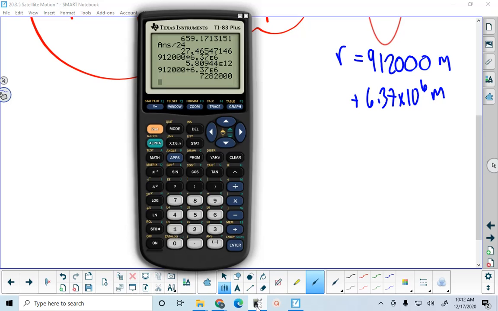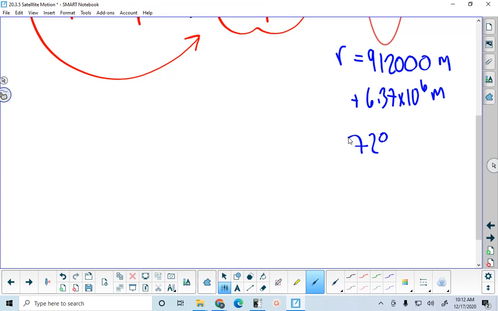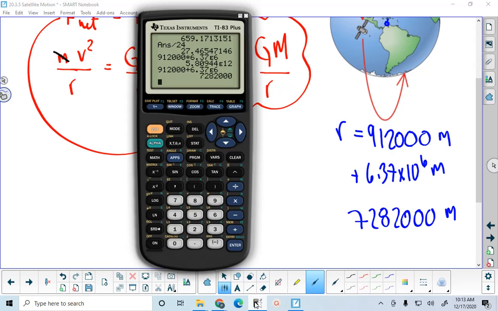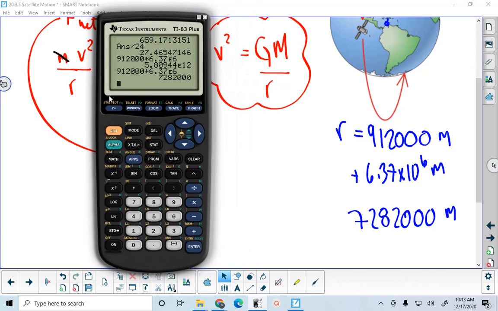Good. So we get 7282000. Look, I'm not going to write all this down. Look at the formula. The formula is there. G is on your formula sheet. The mass of the Earth is on your formula sheet. And R is sitting in front of you because you have it written down or on your calculator. 6.67 times 10 to the negative 11 multiplied by the mass of the Earth divided by my radius of orbit, which is my previous answer. And then I have to take the square root.